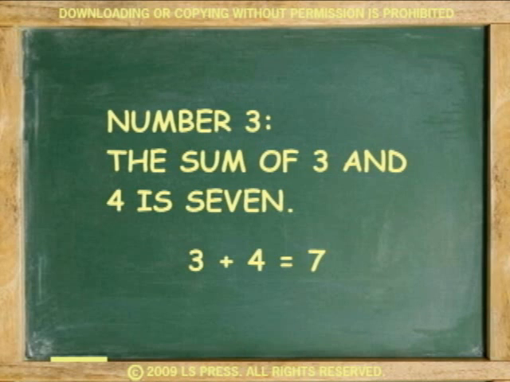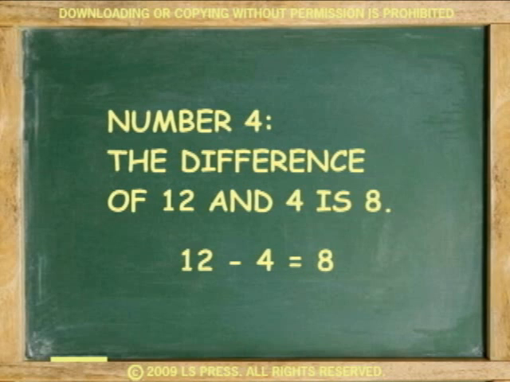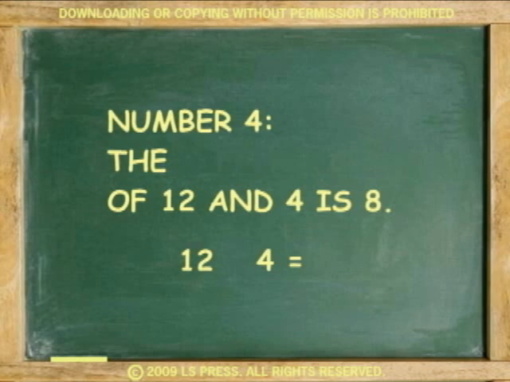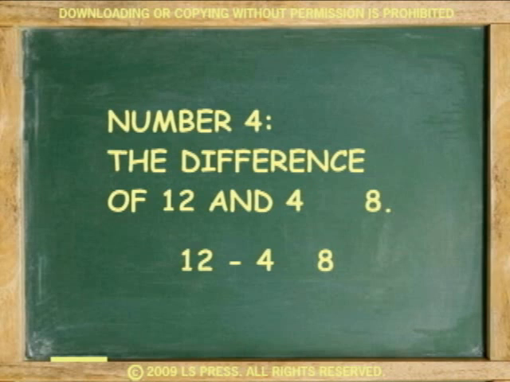Number 3. The sum of 3 and 4 is 7. A sum is the result of an addition. Is means equal. So 3 plus 4 equals 7. Number 4. The difference of 12 and 4 is 8. A difference is an answer to subtraction. Is means equal. 12 minus 4 equals 8.